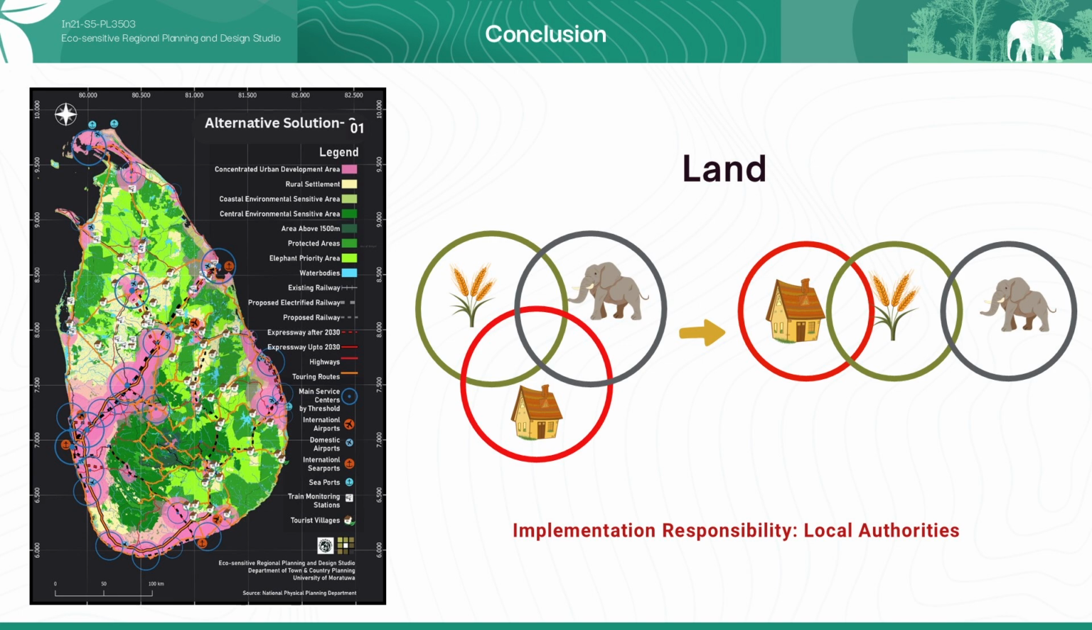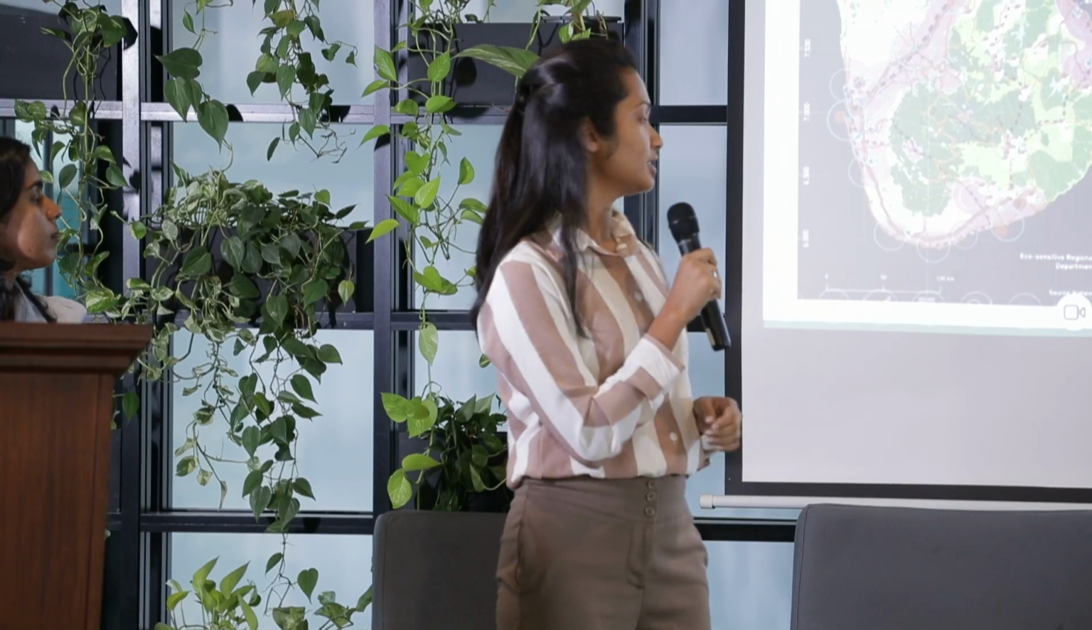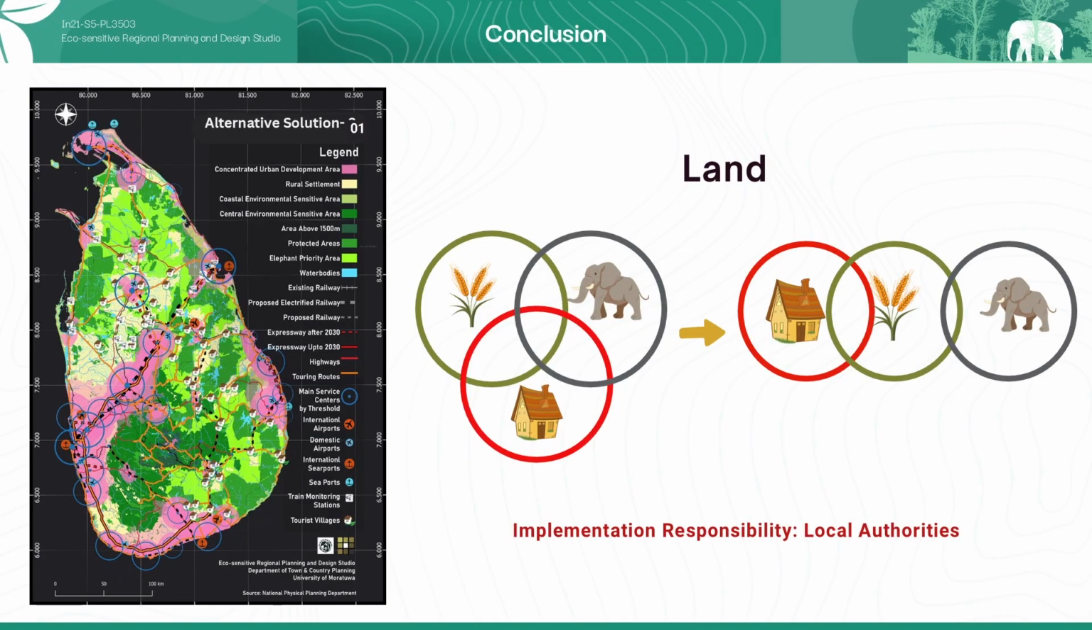There are new elephant priority areas based on our analysis. These are the areas we are focusing on protecting elephants and reducing human interference. And also there are concentrated urban development areas away from conflict zones, giving suitable areas for their growth. And also there are integrated tourism villages to enhance the situation of the local community. Especially, the implementation responsibility of the spatial strategy lies with local authorities.